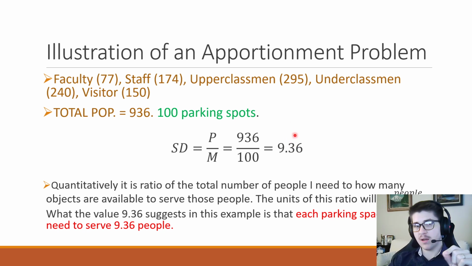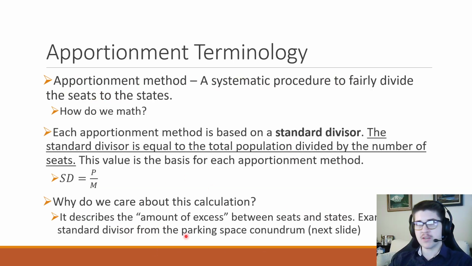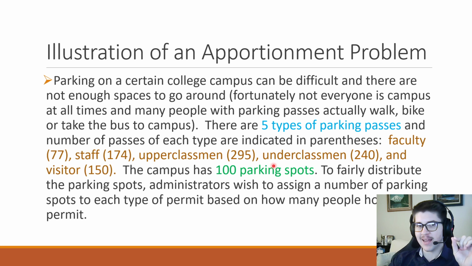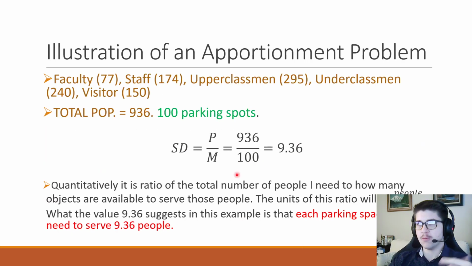This is the key number, and we'll talk about why in a second, but I wanted to return to the previous slide. Why do we care about this calculation? What's the relevance of the standard divisor? Basically, it's a numerical value describing the ratio: how many more of this thing do I have than this other thing? And it's really the basis of the key issue in the problem at hand, right? We had this many people, we had this many parking spaces. We have way too many people. How do we give them out? How do we actually distribute them? That's really the key of the issue. And if you just take that ratio, that's a very helpful number to understand.